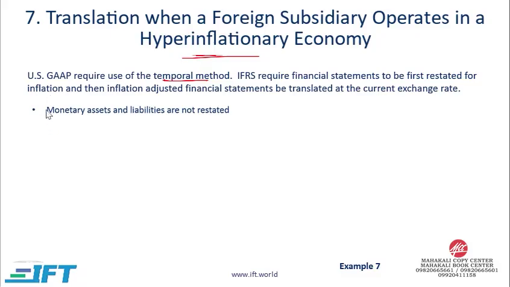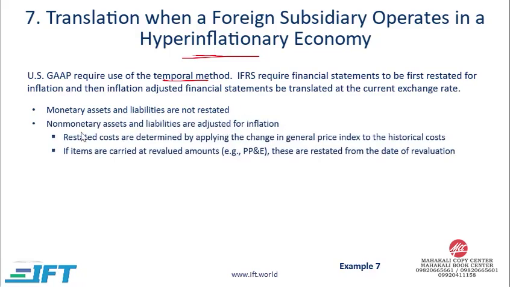Specifically, here is the process under IFRS. Monetary assets and liabilities are not restated. Obviously, these are already at fair value, so they can simply be translated at the current exchange rate. The non-monetary assets and liabilities need to be adjusted for inflation. They need to be restated, and restated costs are determined by applying the change in general price index to the historical costs. At times, the assets and liabilities might have been revalued. If items are carried at revalued amounts, then these are restated from the date of revaluation.